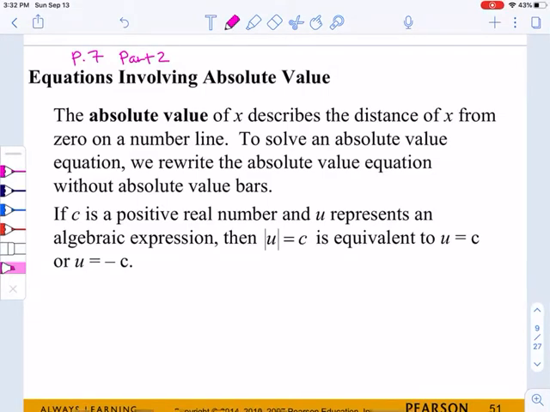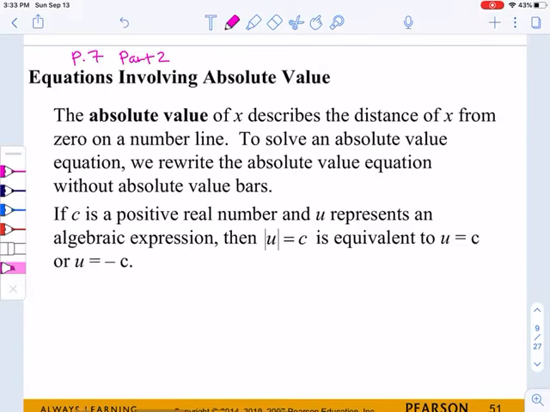Looking at section P.7, part 2, starting with equations involving absolute value. It says the absolute value of x describes the distance of x from 0 on a number line. To solve an absolute value equation, we rewrite the absolute value equation without absolute value bars. It says if c is a positive real number and u represents an algebraic expression, then the absolute value of u equals c is equivalent to u is equal to positive c or u is equal to negative c.